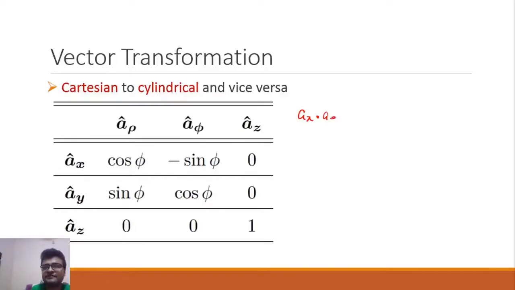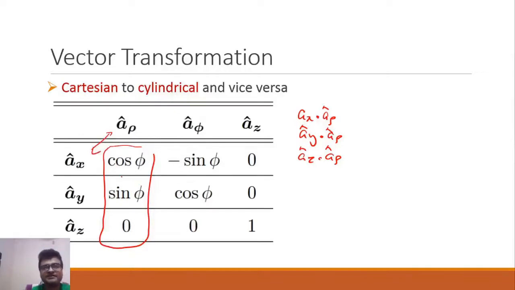Ax with A rho, Ay with A rho, Az with A rho. See, this first column is telling you that if you multiply Ax with A rho, you will get the answer cos phi. Ay with A rho, you will get the answer sin phi. Az with A rho, you are getting the answer 0.